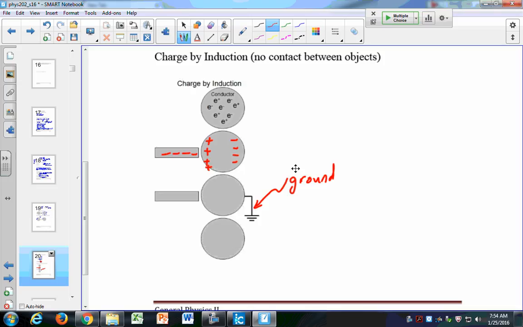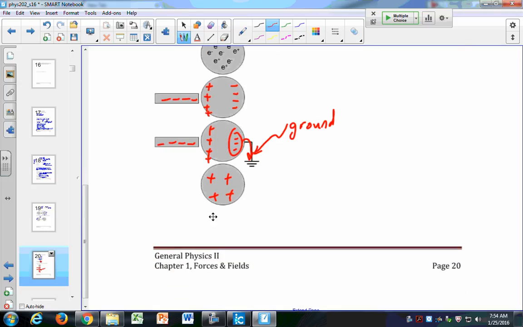So if I ground it, these electrons that were here are going to go down into the ground. And that's going to leave a net positive charge. That's called charging by induction. It didn't actually require contact between the two charged objects. This actually remained charged all along.